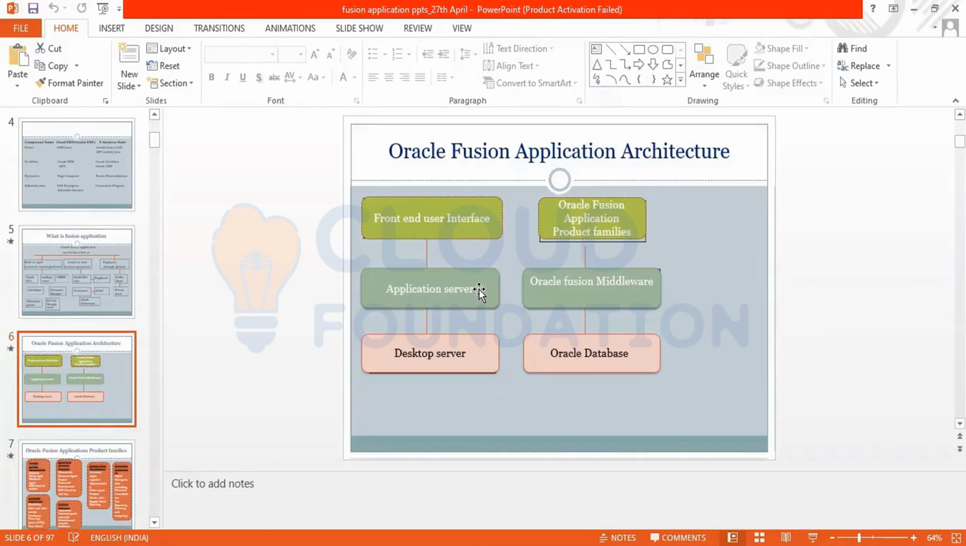Then what are the Fusion product families? Product families are HR, financials, procurement, inventory. All these are product families. Fusion middleware. What do we have in middleware? Somewhere between the front end and the back end. And database. We have the back end, that is the database. So you know now that we have to write the PL/SQL queries.